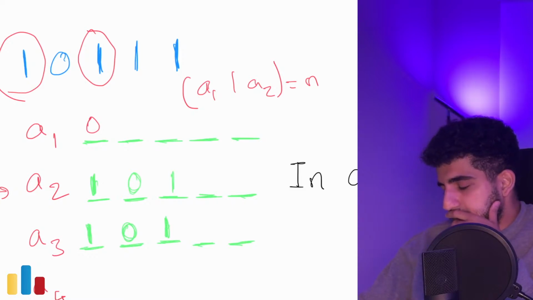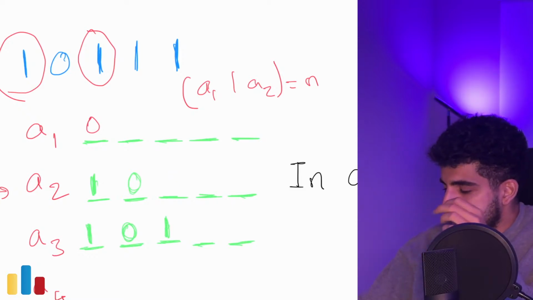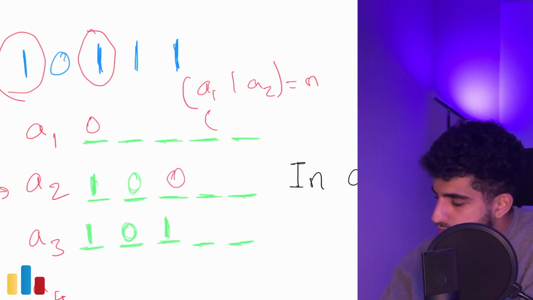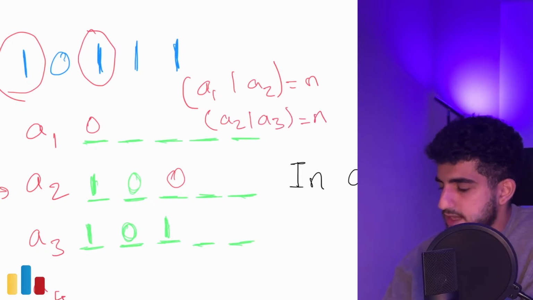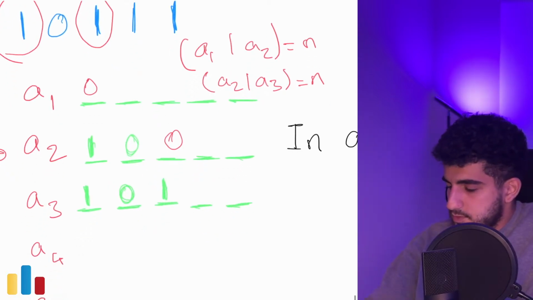So if in A2 this bit is 1, then in A3 this bit is 1 as well. And if in A2 this bit is 0, again the same logic. We know that A2 or A3 is n. So in A3 it should be 1. So either way, in A3 this bit should be 1.